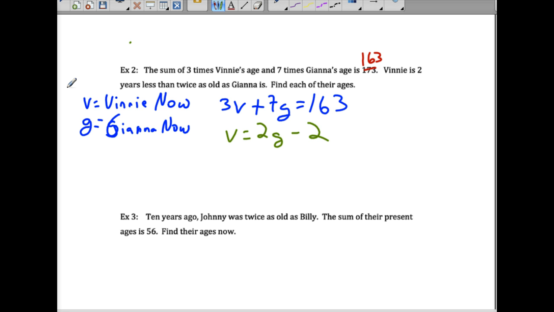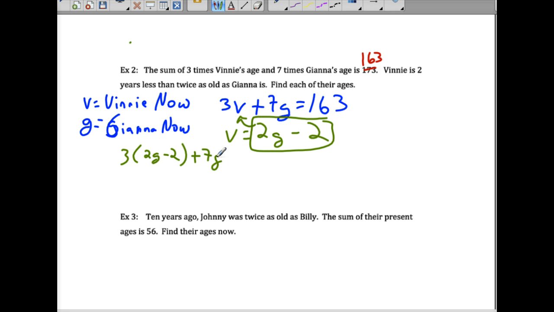All right, let's do substitution here. Take 2G minus 2, substitute it in for V, distribute and solve for G. 3 times 2G minus 2.